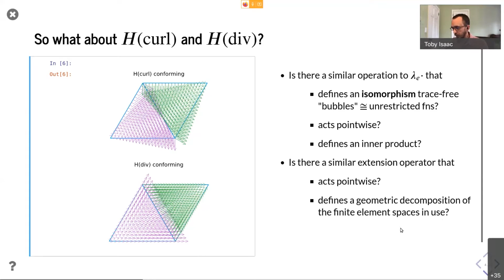So this really is the topic of today. Geometric decomposition for mixed finite element spaces, hopefully in a way that is universal, so that you can define one set of operators that work everywhere.